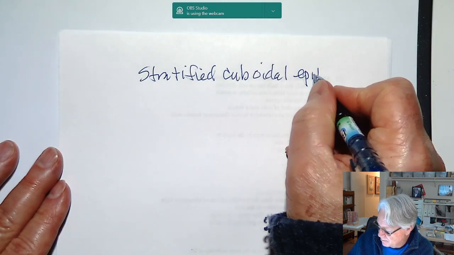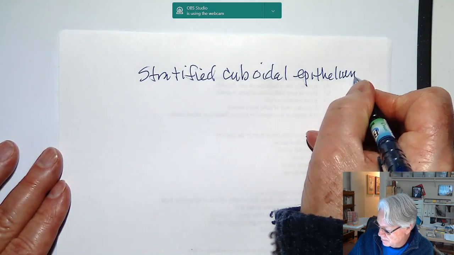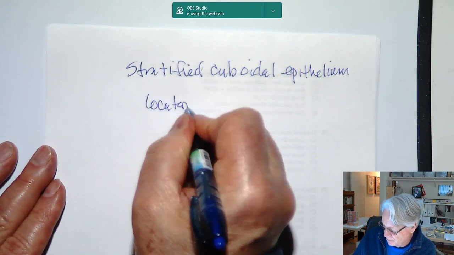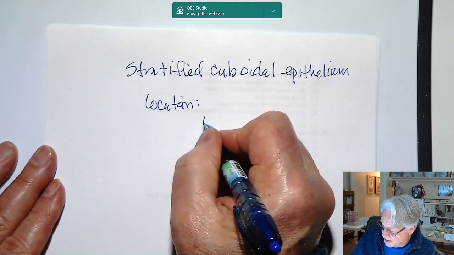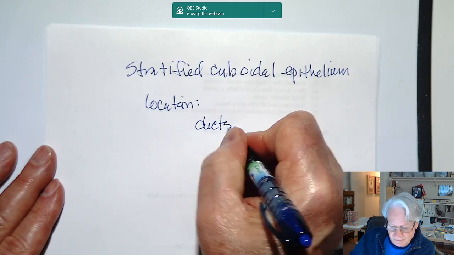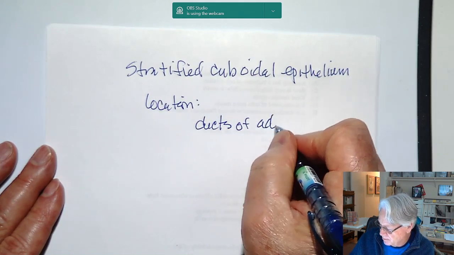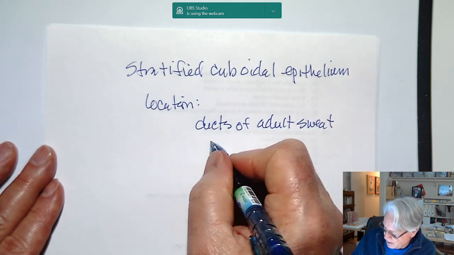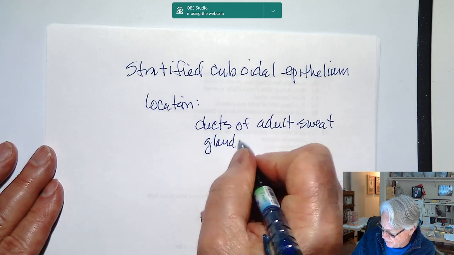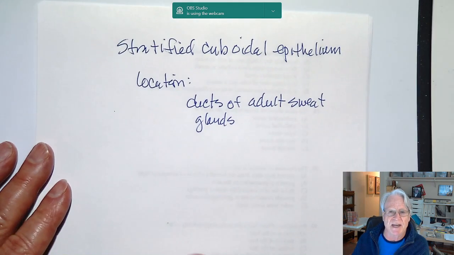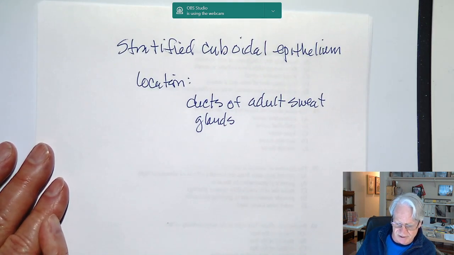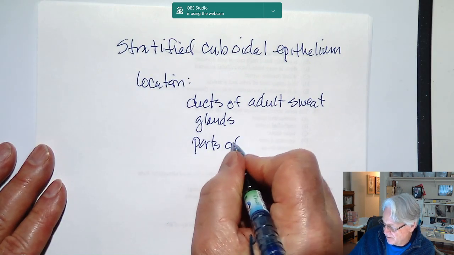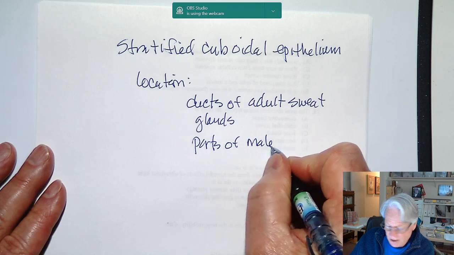Epithelium. Okay. Location. Ducts of adult sweat glands. So this is a developmental process that happens and is only found in the adult sweat glands. Parts of the male urethra.